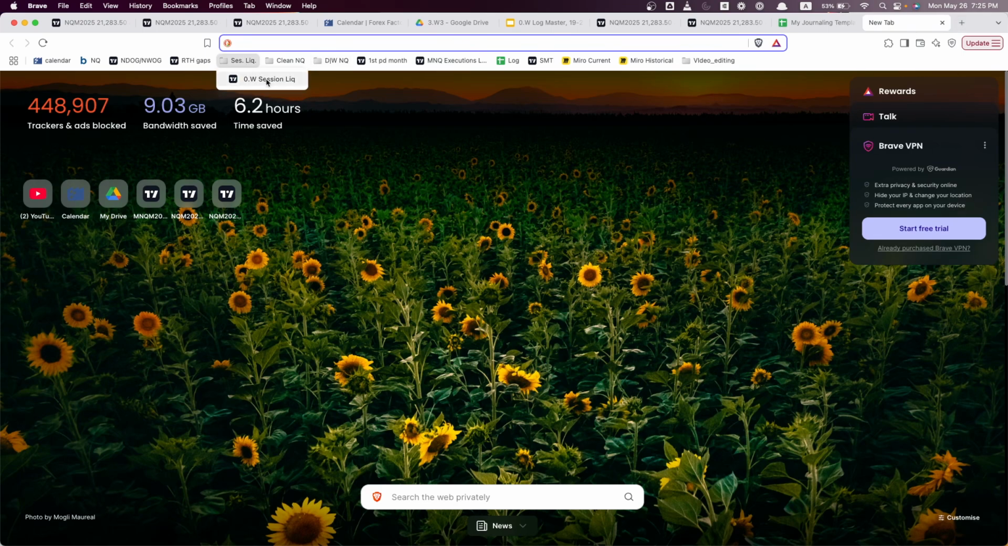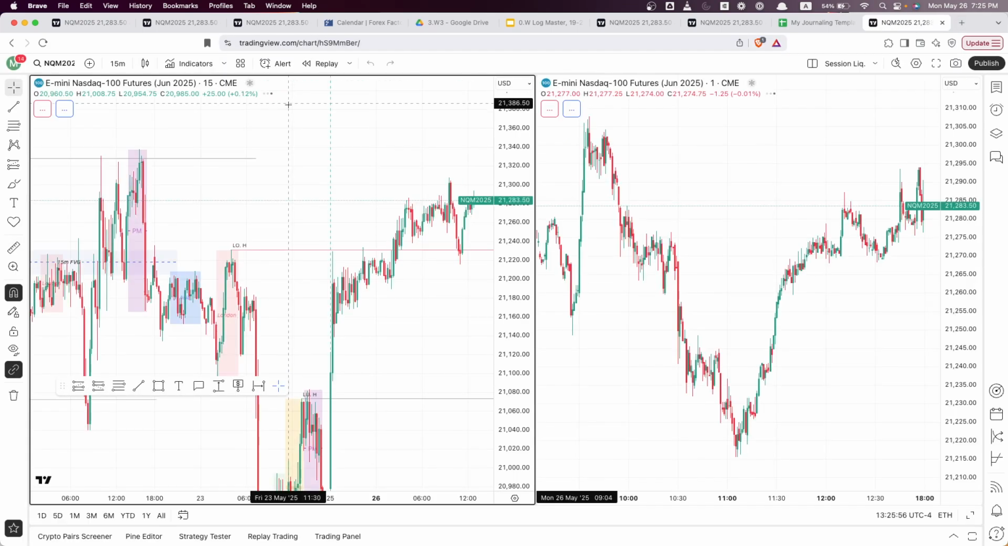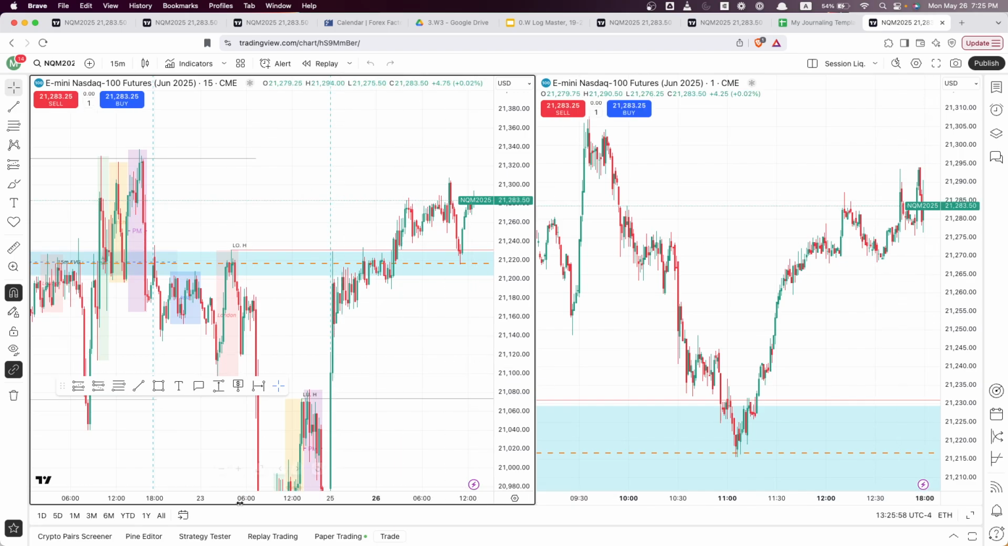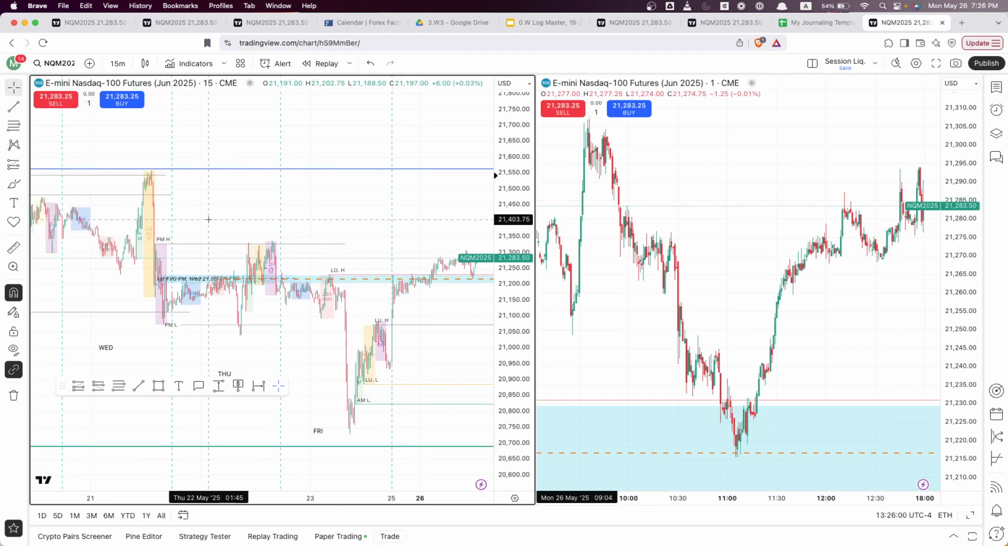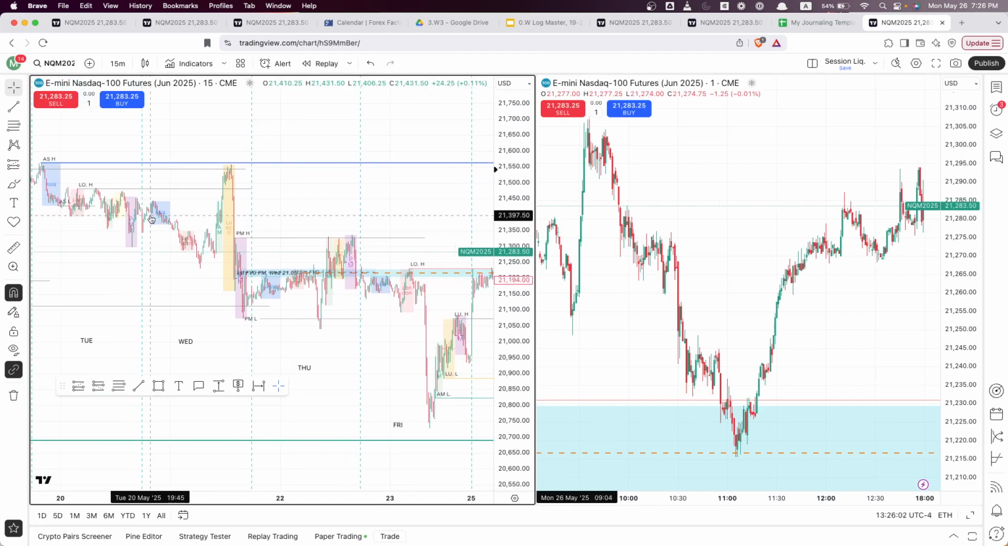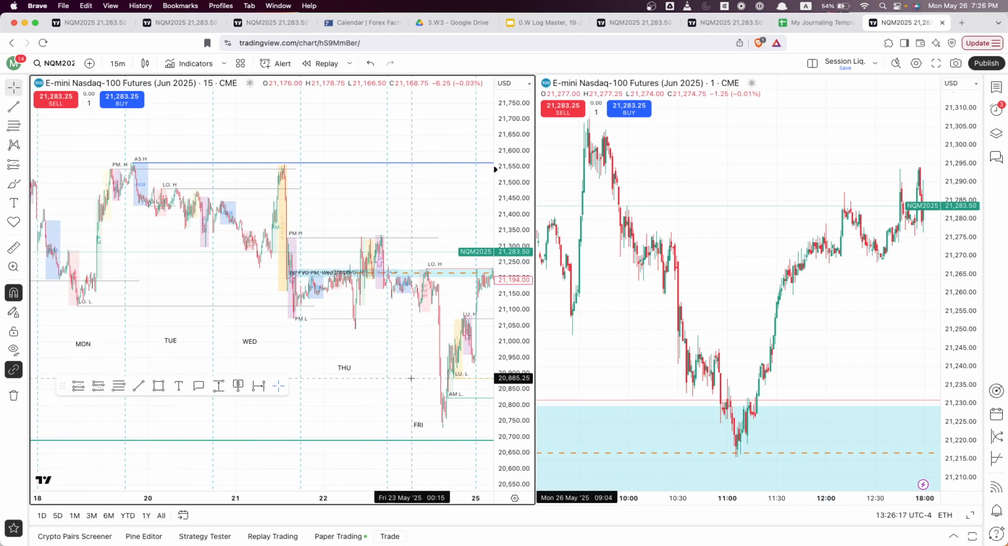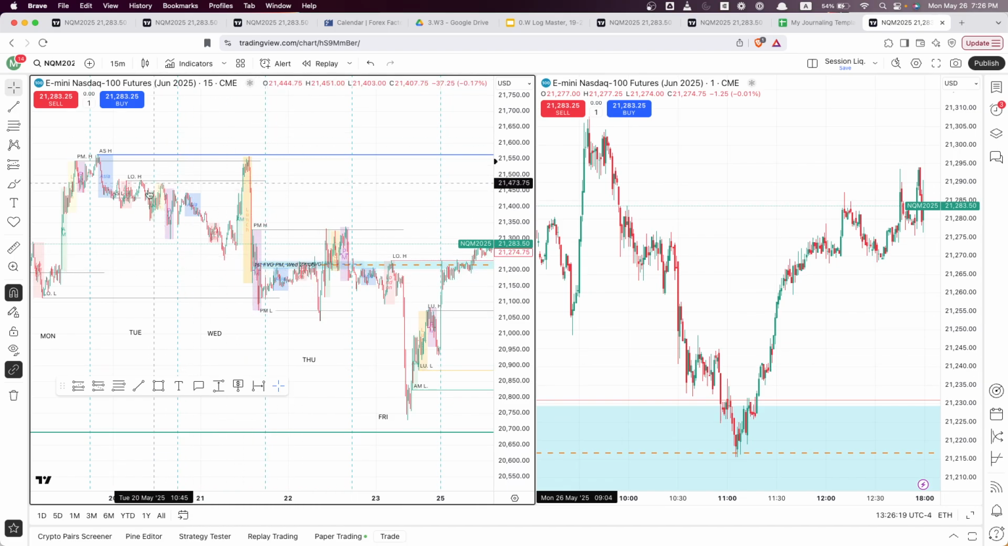And then I have some templates for session liquidity, where I delineate all the sessions: the Asian session between 8 p.m. and midnight, the London session 2 to 5, AM session 9:30 to 11, lunch 11 to 1:30, and PM session. And I look at how the liquidity goes over the week and how it's being engaged. So I usually just go around these templates.